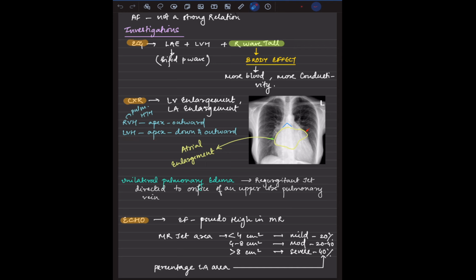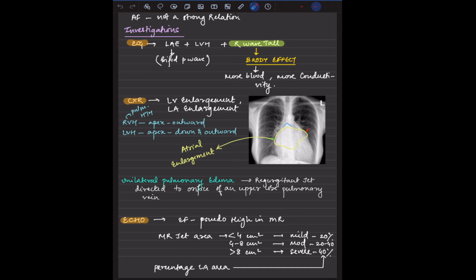Then this is very unique: unilateral pulmonary edema can be seen in MR because of the regurgitation jet directed to the orifice of an upper lobe pulmonary vein. Now, pseudo high EF is seen in case of the MR.